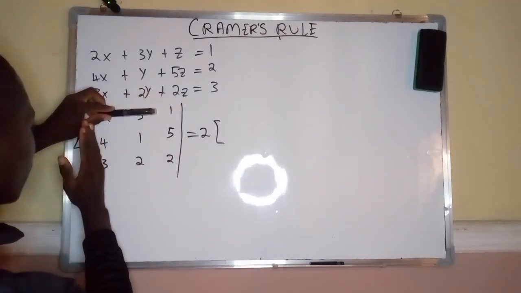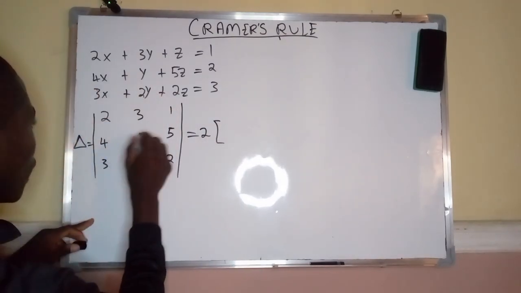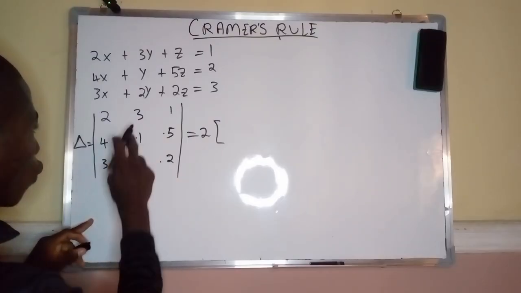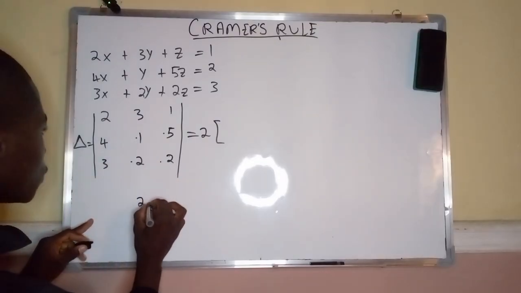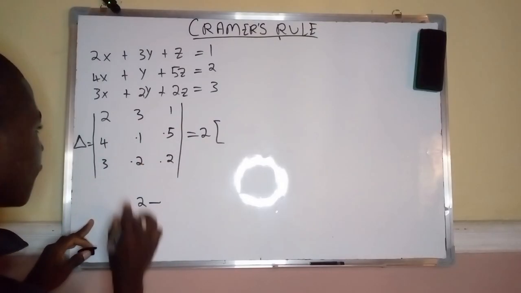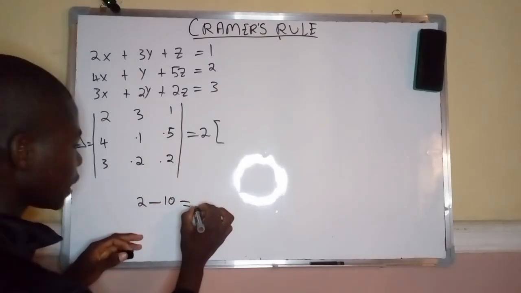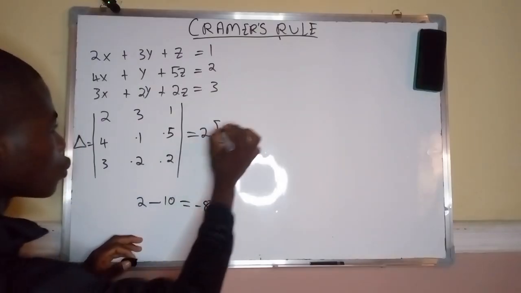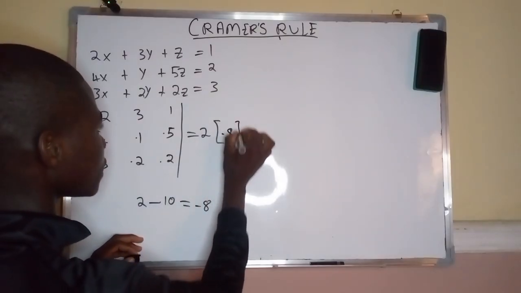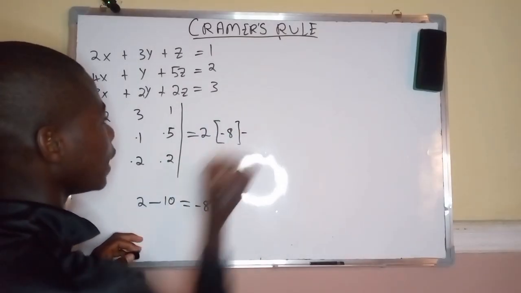I will delete this row and this column. I'm having 1, 5, 2, and 2. 1 multiplied by 2, which is 2, minus 2 multiplied by 5, which is 10, and therefore 2 minus 10 is equal to minus 8. So therefore I'm having minus 8, close bracket, negative sign.